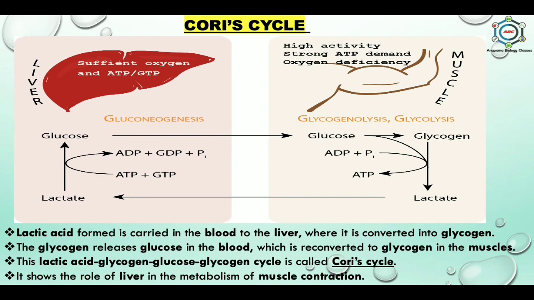This lactic acid accumulates in the muscle cells and diffuses out into the blood, and from the blood it enters into the liver. Here it is converted into glycogen and this process occurs repeatedly many times. So this is the complete Cori cycle. Here, the role of the liver is in the metabolism of muscle contraction.